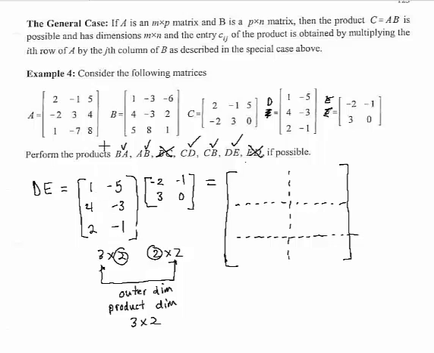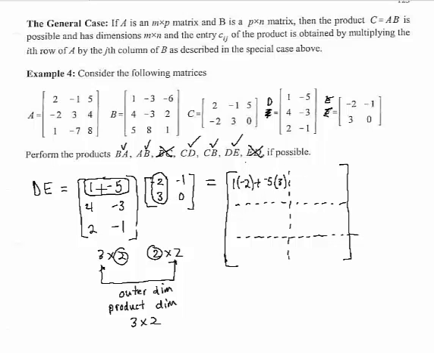Alright, we start out by taking the first row and multiplying it by the first column. So 1 still matches with the -2, the same position there. So we say 1 times -2. And then we add to that the second element of the row and the second element of the column multiplied. So this would be a -5 times 3.